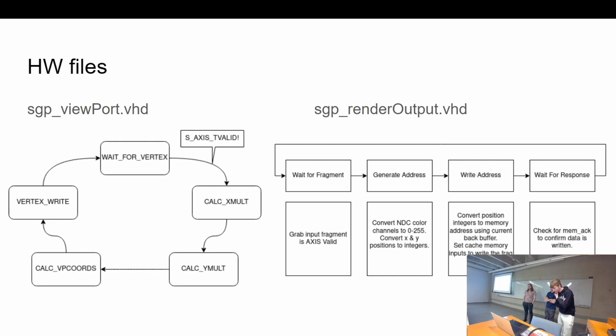The render output is pretty straightforward. We actually ended up adding an extra state in between generate address and write address, just with the way that processes work in VHDL. And that's something I learned a lot this lab. That was a big struggle. Cool. I guess I'm also missing on the vertex write return to wait for vertex needs a call out for the condition there.